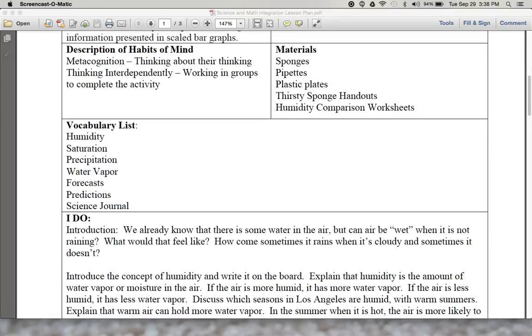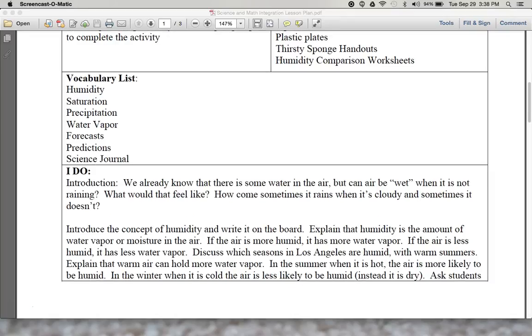My introduction: we already know that there is some water in the air, but can air be wet when it is not raining? What would that feel like? How come sometimes it rains when it's cloudy and sometimes it doesn't? I will then introduce the concept of humidity and write it on the board, and explain that humidity is the amount of water vapor or moisture in the air. If the air is more humid, it has more water vapor. If the air is less humid, it has less water vapor.